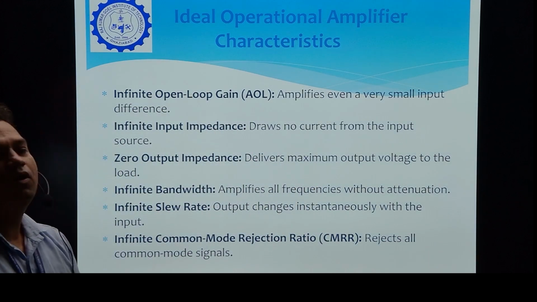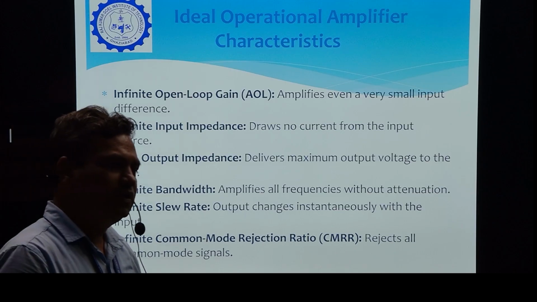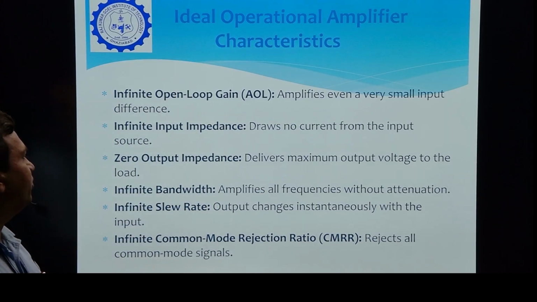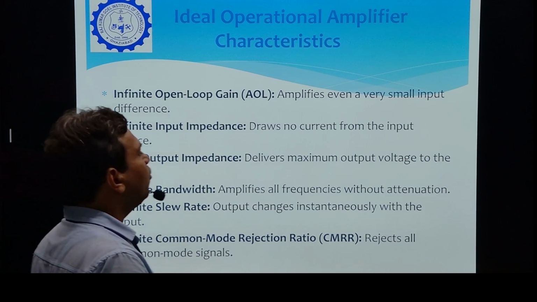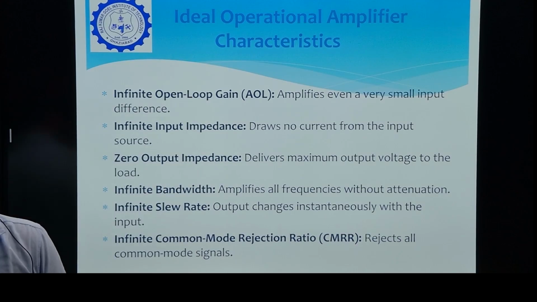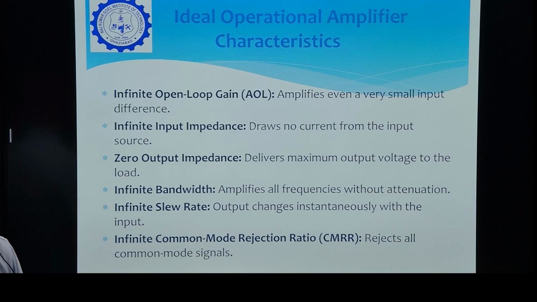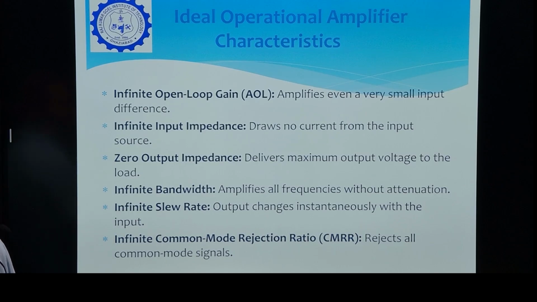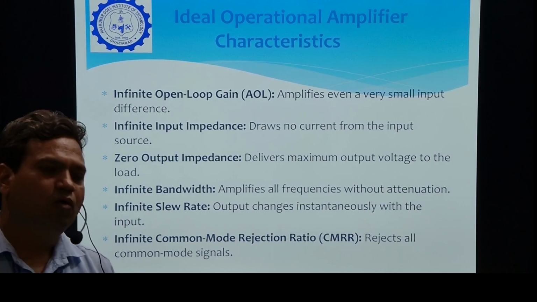The next is the zero output impedance. For the ideal condition it should be 0, but for practical purposes it should be as low as possible. Then next is the bandwidth requirement. Bandwidth should be infinite for the ideal condition, which means it amplifies signals of all frequencies without any distortion or attenuation. Then the next ideal characteristic is the slew rate, which must be infinite for the ideal condition, and the last one is the infinite common mode rejection ratio. This is the property which rejects all the common mode signals given to the input of the operational amplifier.